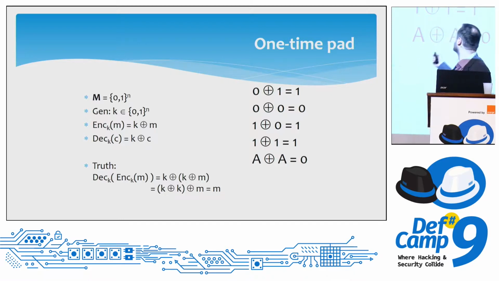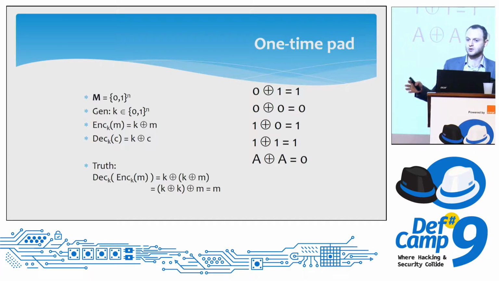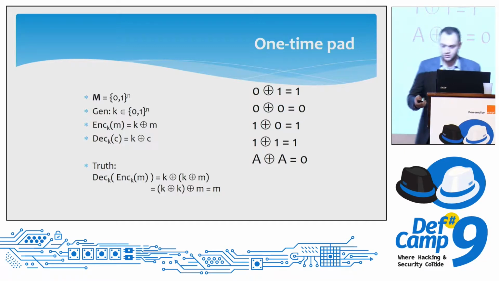So here is how XOR works. When we XOR 0 with 1, we get 1; 0 and 0, we get 0; 1 and 1, we get 0. The key point is that when we XOR the same values, we get 0. And here we can verify the correctness. To decrypt, we XOR k with the cipher. What is the cipher? The cipher is k XOR m. And k XOR k is 0, and afterwards we are left only with the message.